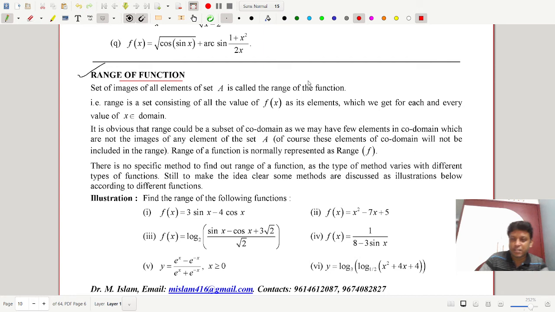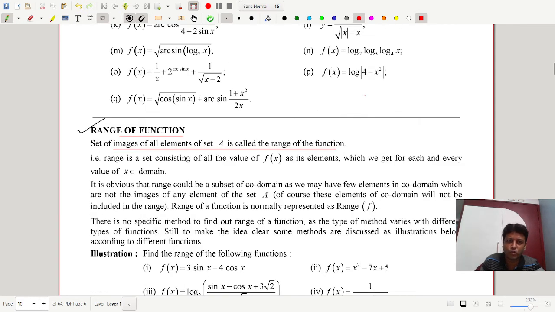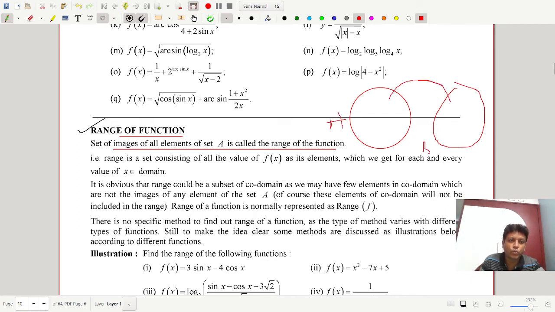So set of images. If you want one statement about the range, the set of images of all elements of set A is called the range of the function. So you have A to B. This is A set, non-empty set, and this is B. And you have f as a function. So you have a set of images. That is a subset of the codomain, and that is called the range. Set of outputs, that is called the range.